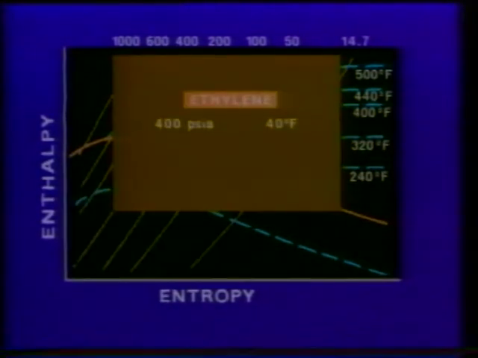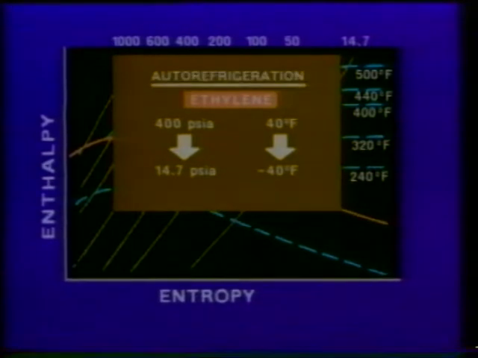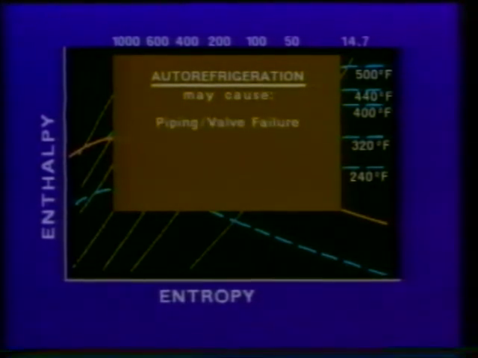For example, when ethylene at 400 psia and 40 degrees Fahrenheit is reduced to atmospheric pressure, its temperature will fall to about -40. This effect is called auto-refrigeration, and many fluids are subject to it. If low temperatures like this occur unexpectedly, problems can develop. Valve and piping materials may not tolerate them, and failure may occur. Also, any water vapor in the fluid may freeze, and if conditions are severe enough, may prevent proper operation of the valve. Other problems associated with this thermodynamic effect are hydrate formation and condensation.